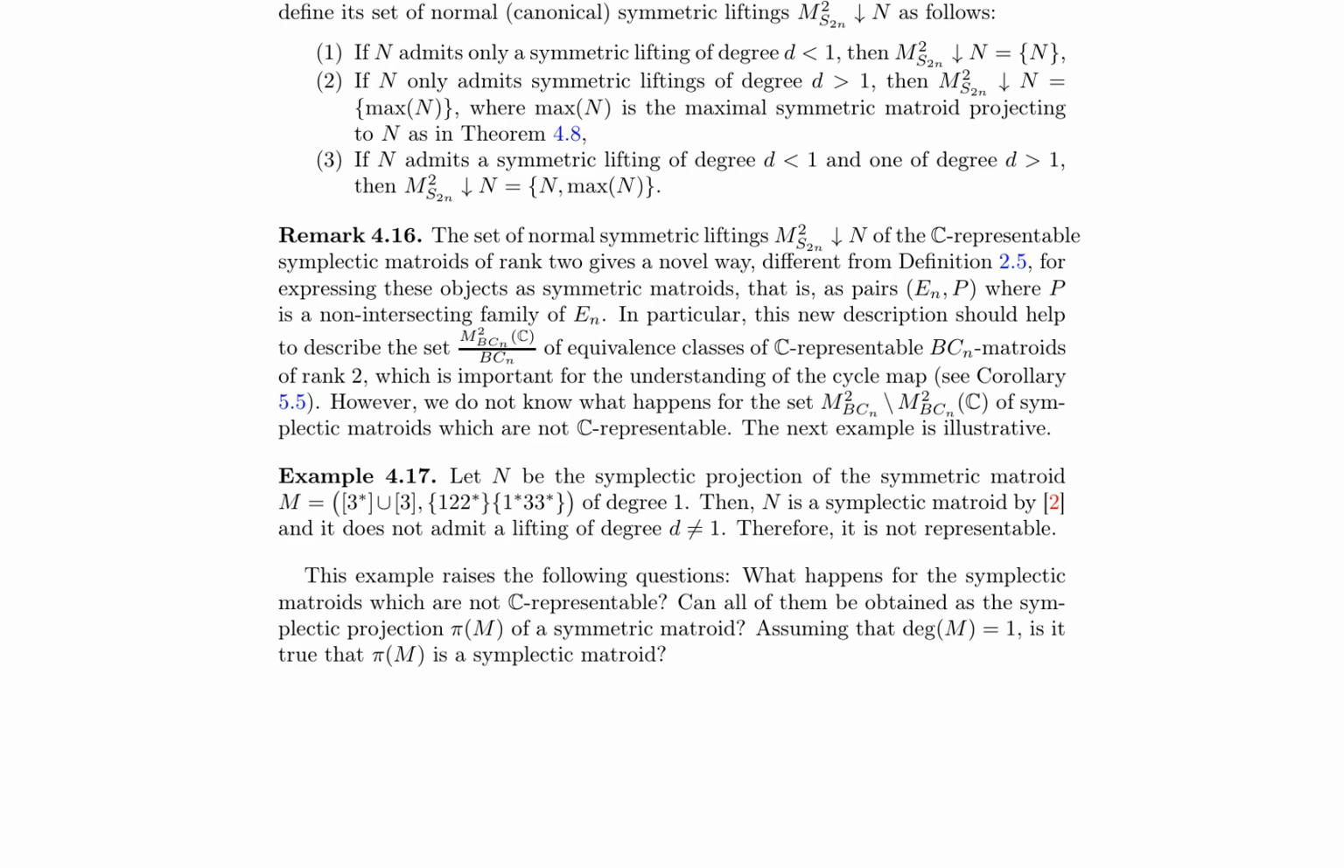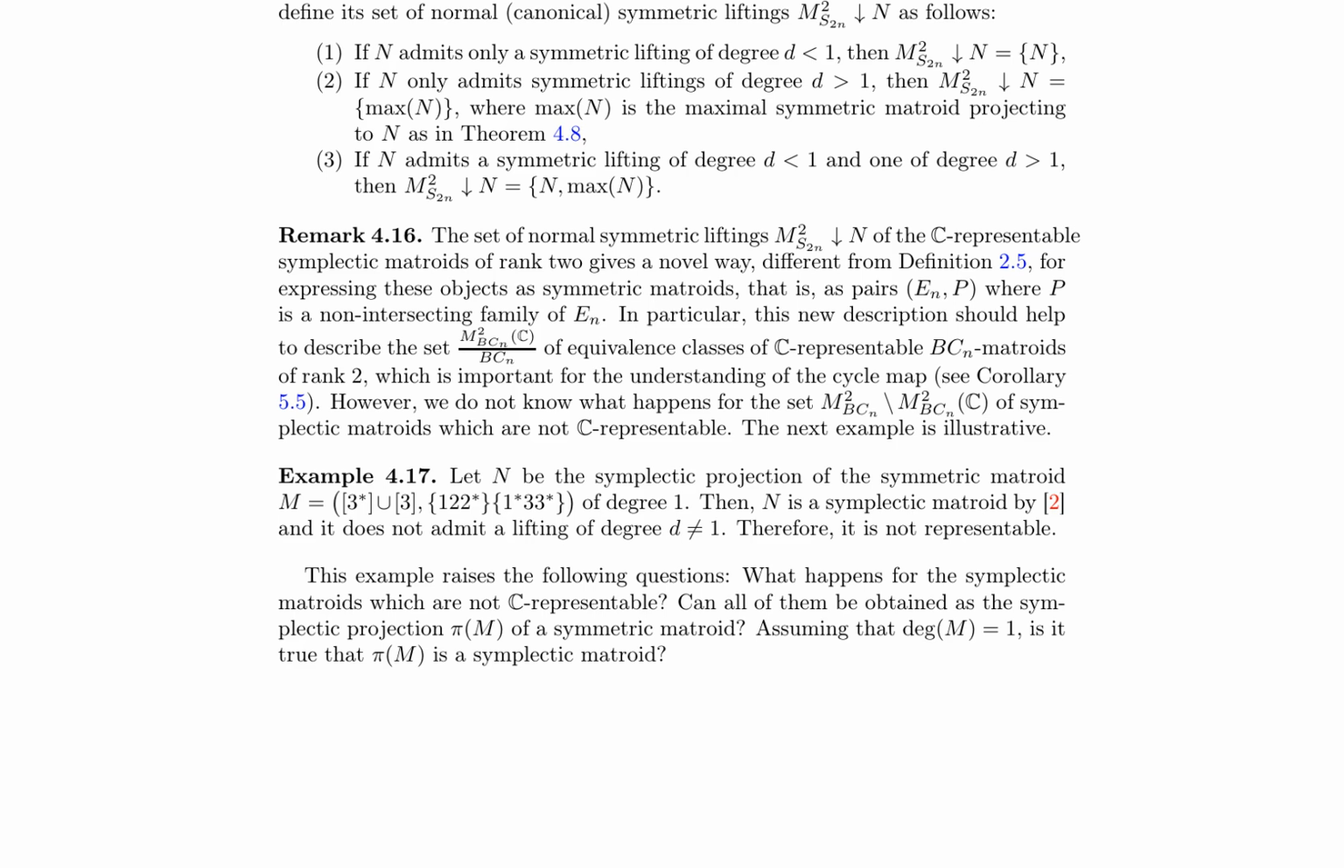The set of normal symmetric liftings M2S2N down pointing arrow N provides a novel way to express these objects as symmetric matroids, which could be beneficial for describing the set M2BCN, BC, of equivalence classes of representable BCN matroids of rank 2.